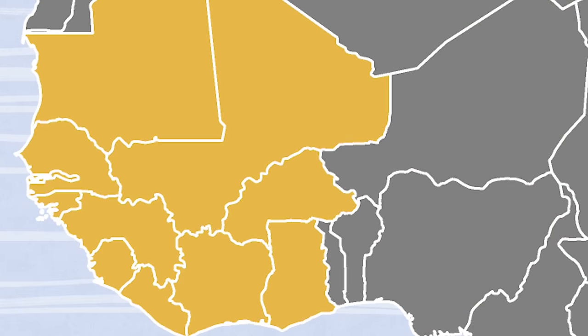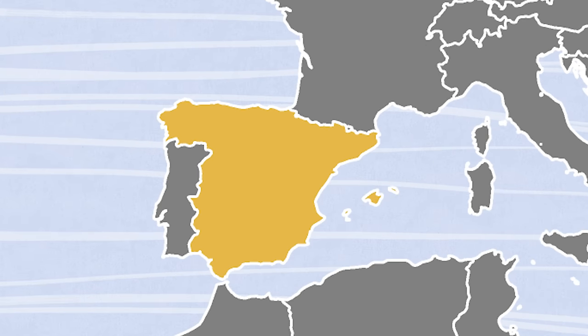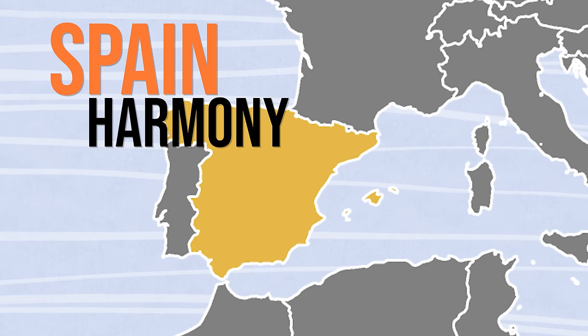So we've had one melodic example and one rhythmic example. Now let's see how the harmonic language of music can be affected by the layout of instruments. And this time we'll look at flamenco.